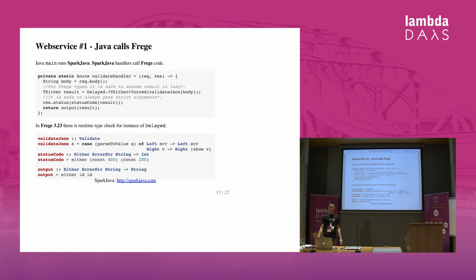So again, two options. The first one is that we call Frege from Java. This is the first attempt. So some Frege runtime code is involved. This is this Either. That's the 3.23 version. So Either is not parameterized by the type of left and right. It's improved in the next version, which I hope will come soon.